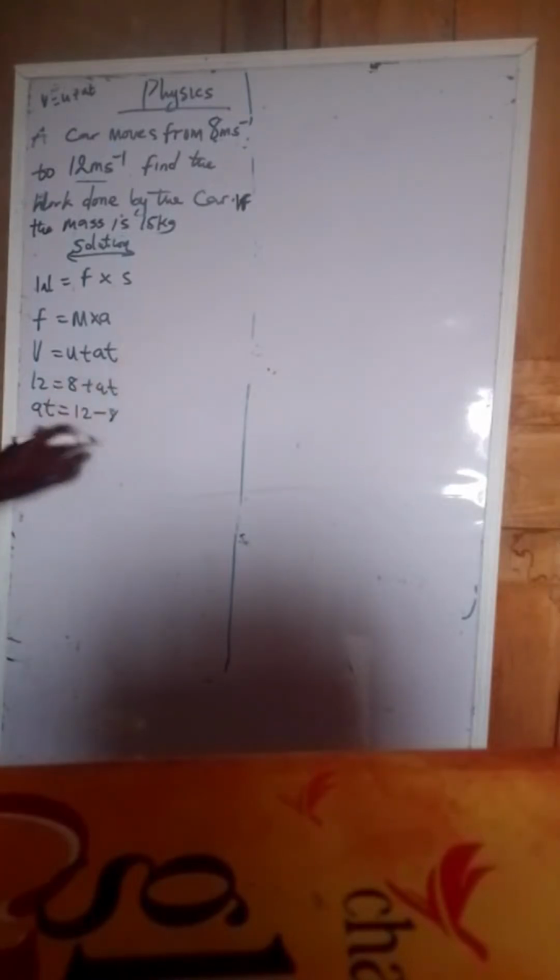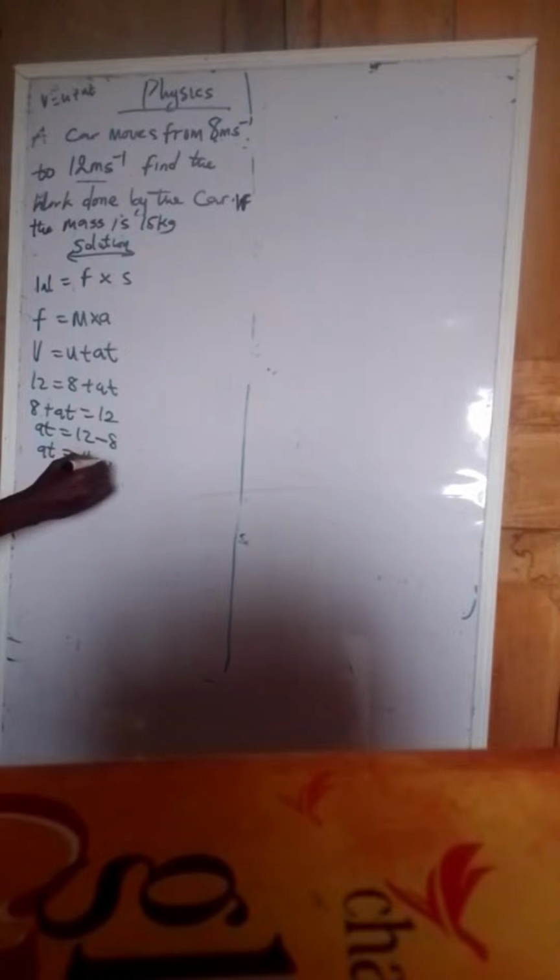Now that is 12 is equal to 8 plus at, then at is equal to 12 minus 8. So that you will understand, in the rule of math, if this is equal to, it means 8 plus at can be equal to 12. This side is equal to this side. Then at is equal to 12 minus 8, and at is equal to 4.